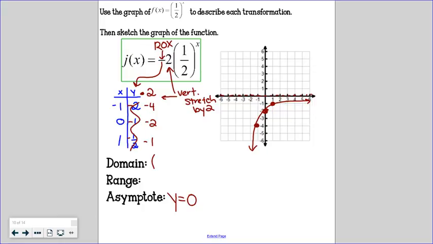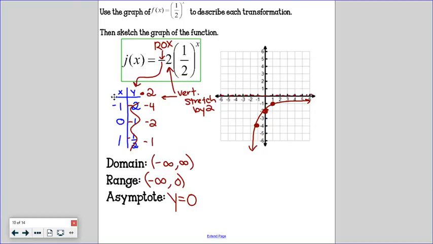Sailor, tell me about the domain. Good? Okay. Jared, what do you think about the range? You got it. Good job. Questions? Okay.